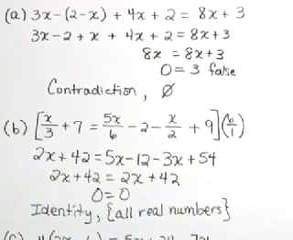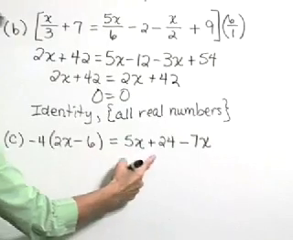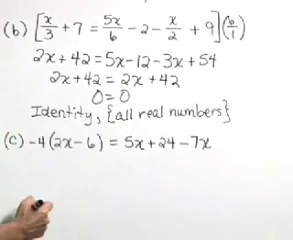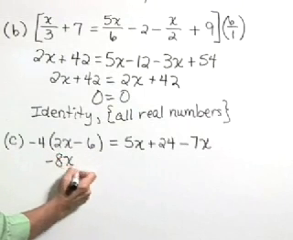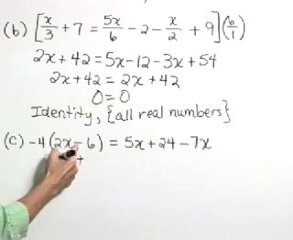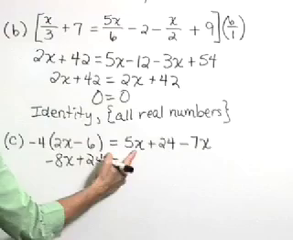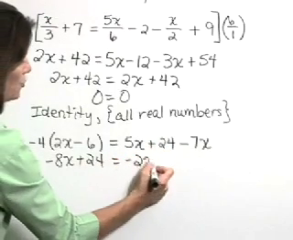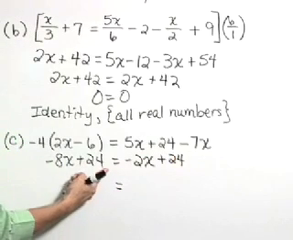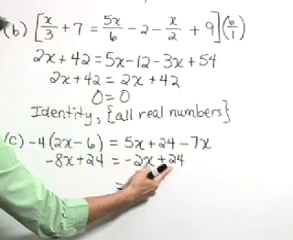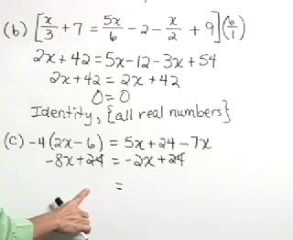Last equation in part C, negative 4 times the quantity 2x minus 6 is equal to 5x plus 24 minus 7x. Using the distributive property on the left gives negative 8x plus that negative 4 times the negative 6 is a positive 24. On the right, 5x minus 7x is negative 2x. Now, notice with this equation, if we subtract 24 from both sides, those 24's cancel. Now let's add 2x to both sides.